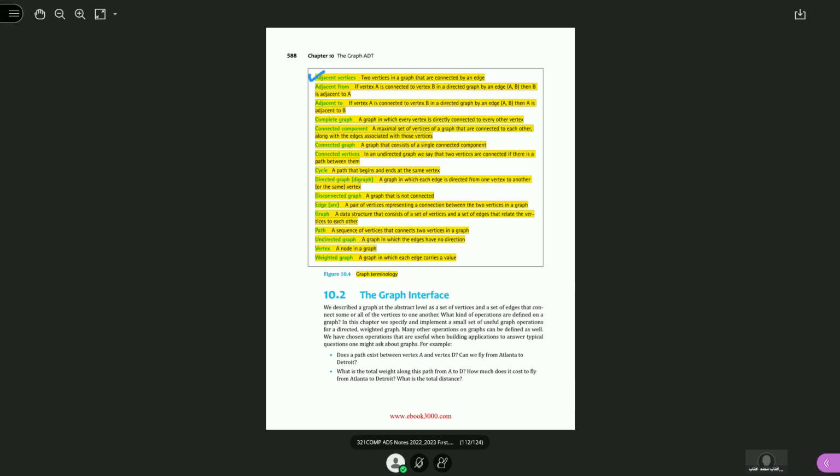Also, what is adjacent vertices, adjacent from, adjacent to, complete graph, connected components, connected graph, connected vertices, cycle, directed, disconnected, edge, graph, path, undirected vertices, weighted. All the definitions are on one page. Just read it all, okay? Because it will also be important for the multiple choice questions.